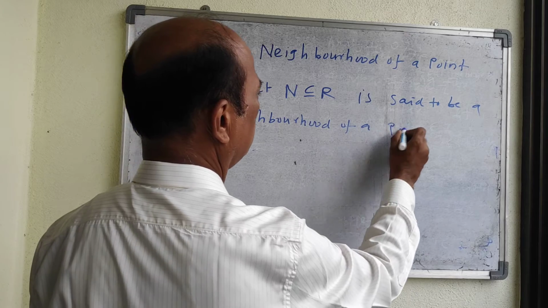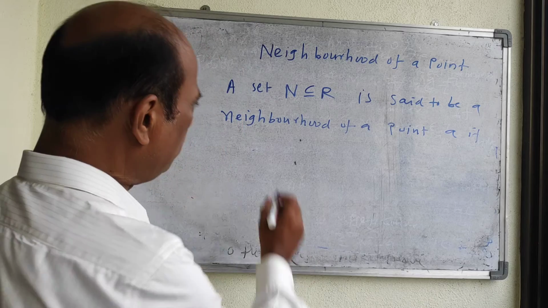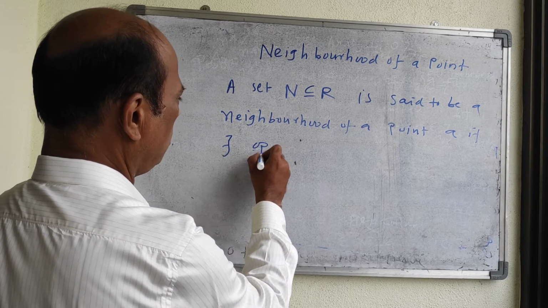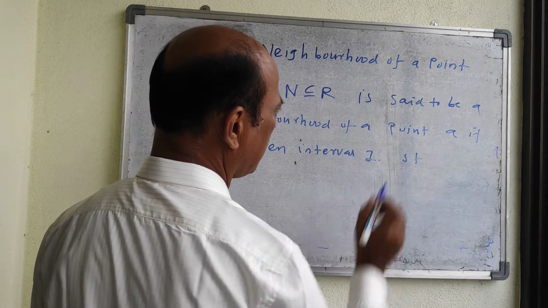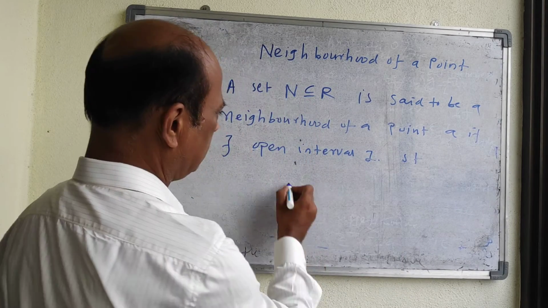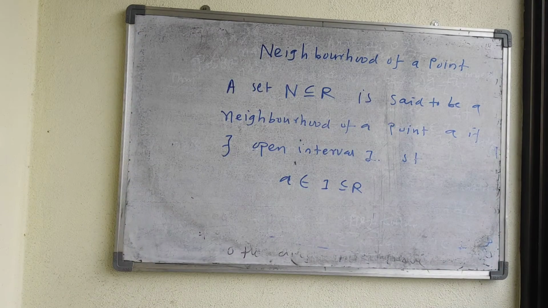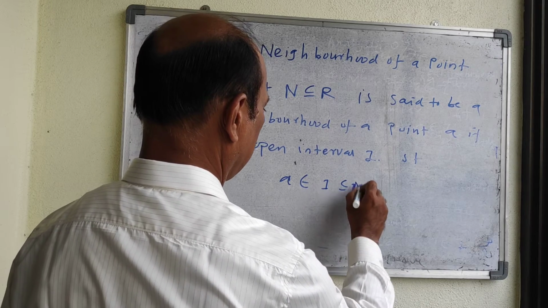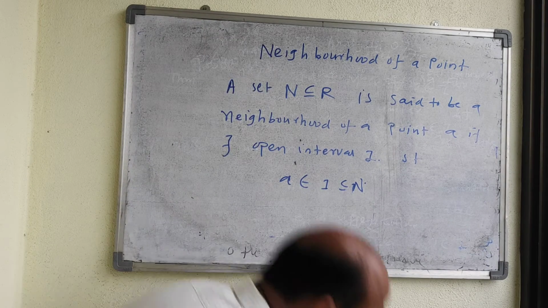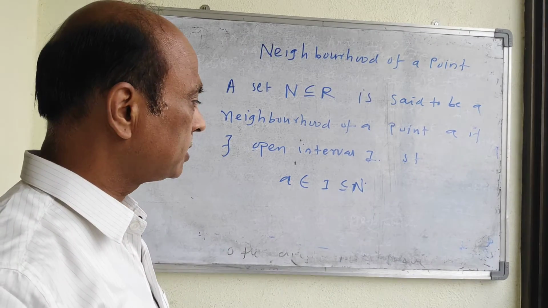A set N is a neighborhood of a point A if there exists an open interval I such that A belongs to that open interval I, and I is a proper subset of N. That is, A belongs to I, which is a proper subset of N.